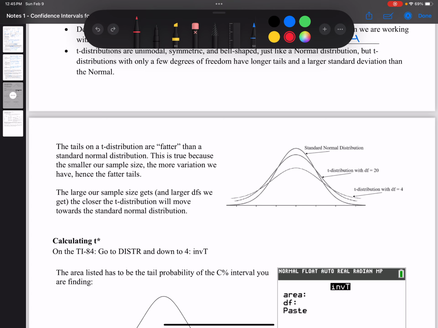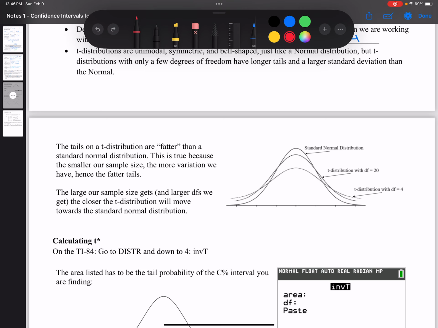The next one down is a t distribution with degrees of freedom of 20. And the next one down from that, the third one, is a t distribution with degrees of freedom of 4. Notice how as our degrees of freedom decrease, the peak decreases, but also the tails on either end of the distribution get fatter, and vice versa whenever our degrees of freedom are increasing.